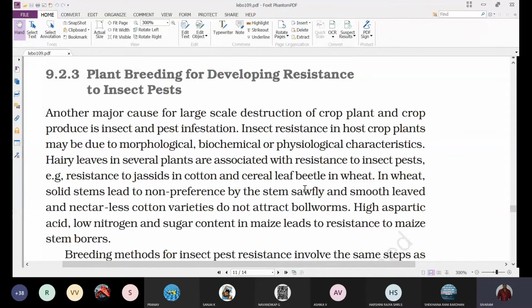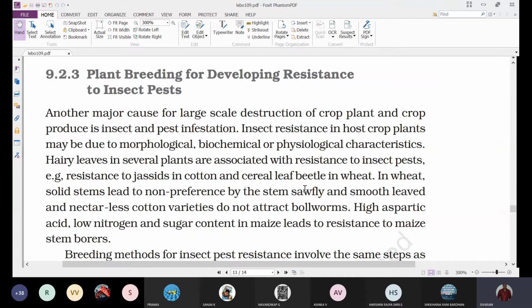So how can we protect? Insect resistance in host crop plants may be due to morphological, biochemical, or physiological characteristics. So by bringing changes in different ways, either morphological changes, or certain biochemical changes, or certain physiological changes in that plant, we are able to provide protection to the crop plant against these insect pests.